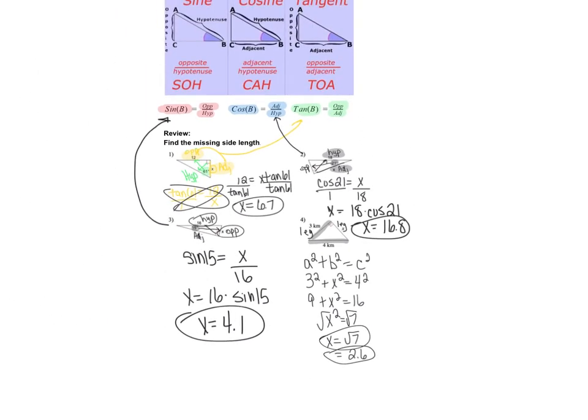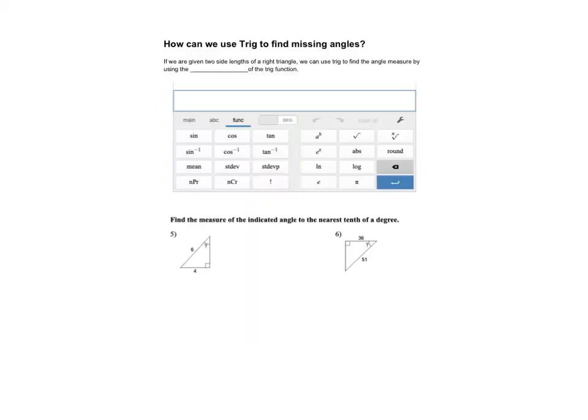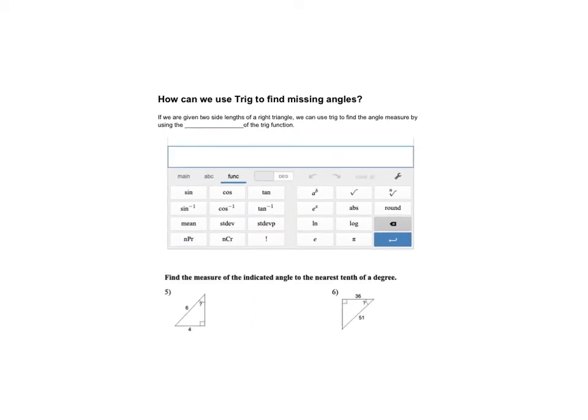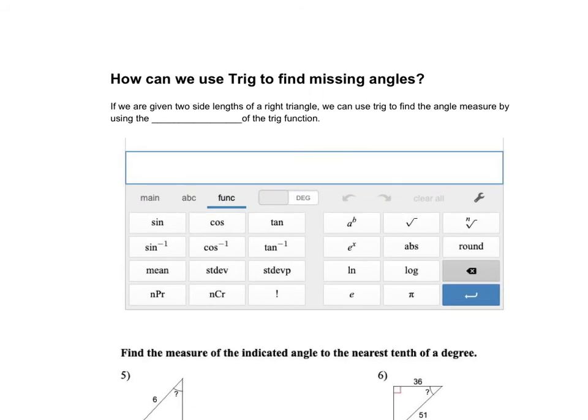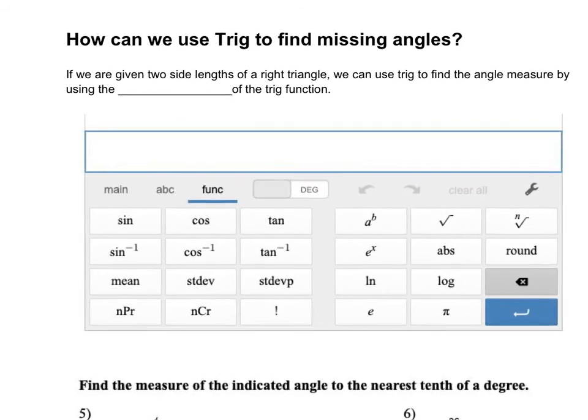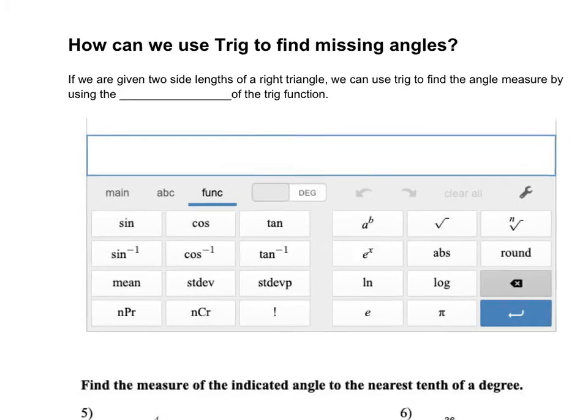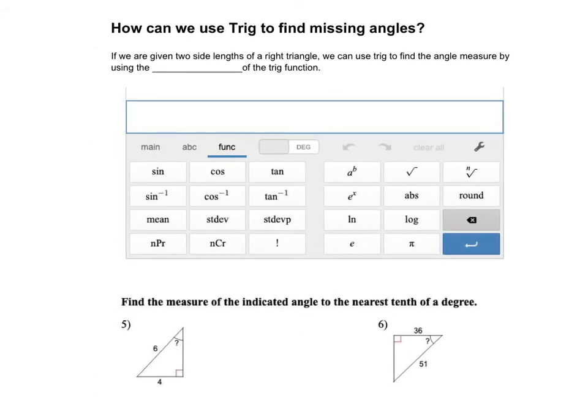Okay, so now we're going to move on to actually finding angle measures using trig. So how can we use trig to find angle measures? Well, if we are given two side lengths of a right triangle, like examples number 5 and number 6 down here on the bottom, we just did the Pythagorean theorem to find a third side length, but I want to know how we can use that information to find the missing angle measure.